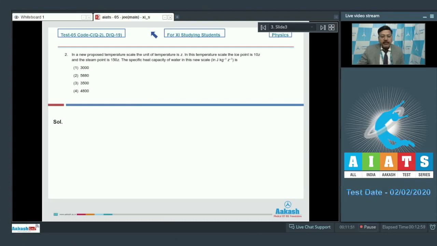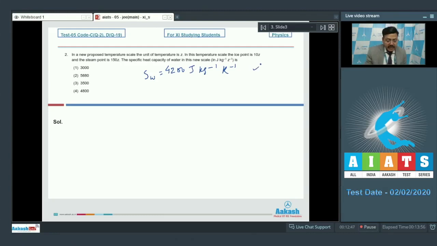We in fact know the specific heat of water in SI units is 4200 joule per kg per Kelvin. That is the specific heat of water in SI units. Now we have here, in fact, the given unit is joule per kg per Z. So we have to convert this per Kelvin into per Z.